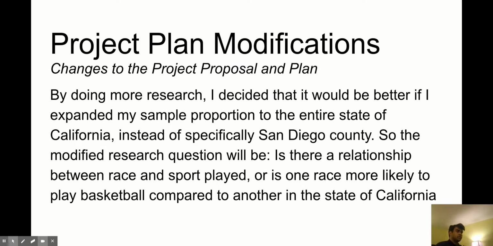I just want to talk about some modifications, which I've brought up before. Mainly, by doing more research, I decided that it would be better to expand my sample to the entire state of California instead of just San Diego. This was purely because it was too hard to find data just for San Diego. Even for California, I was only able to get data from the top 5 most populated counties in the state. Getting it from San Diego alone would have required a lot more time and resources that I just didn't have at the moment.